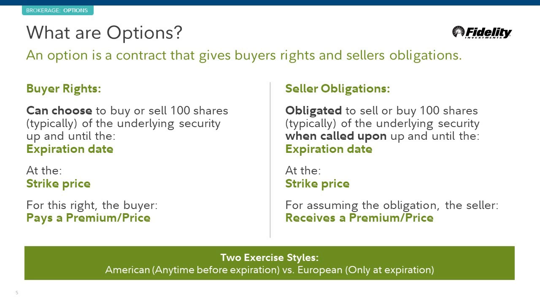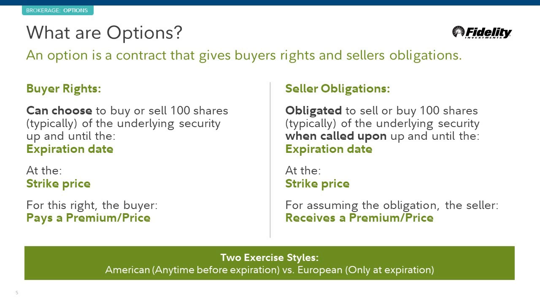exercise. European style means the exercise will only happen at expiration. And we'll dive into that a little bit more, but just keep in mind the American style gives one the flexibility, if they're a buyer, to exercise any time up until expiration. The European style, one does not have that flexibility. If they want to exercise, they need to wait until expiration.